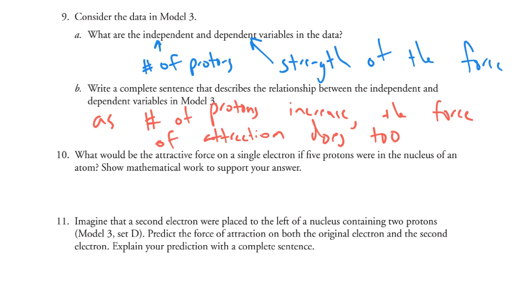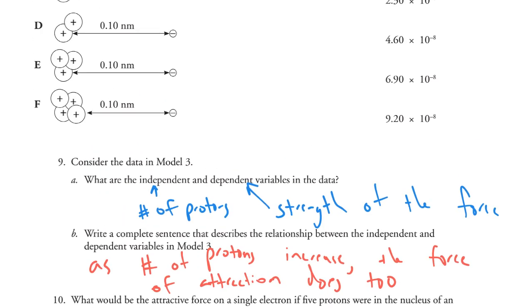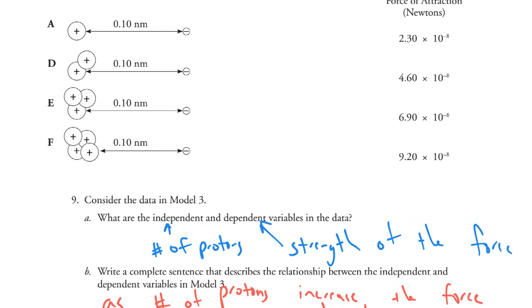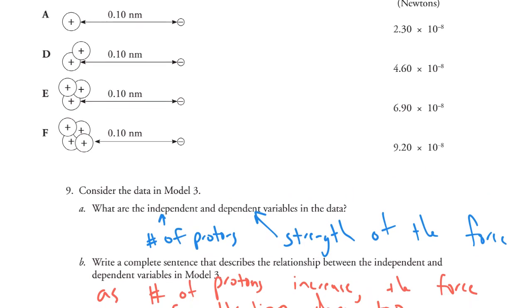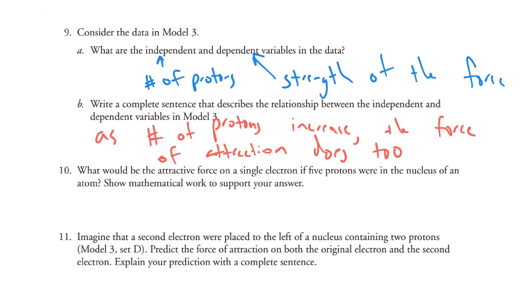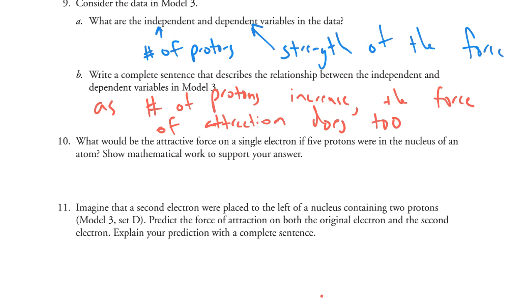What would be the attractive force on a single electron of 5 protons in the nucleus of an atom? Let's take a look at the pattern here. We have all the way up to 4. With 1, it's 2.3. Ignore the scientific notation because it's all the same here. For 2, it's 4.6. For 3, it's 6.9. For 4, it's 9.2. Every single time it's counting up by 2.3. So 9.2 plus 2.3, we'll get 11.5. And then we'll add in that times 10 to the negative 8th newtons.